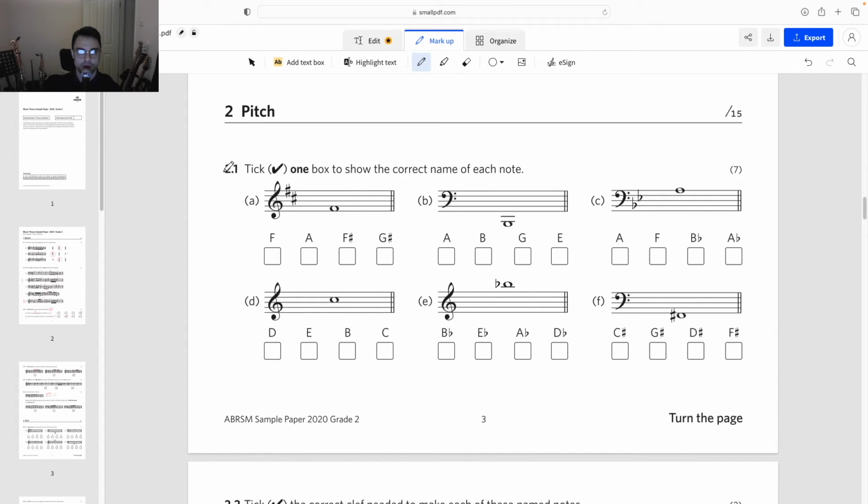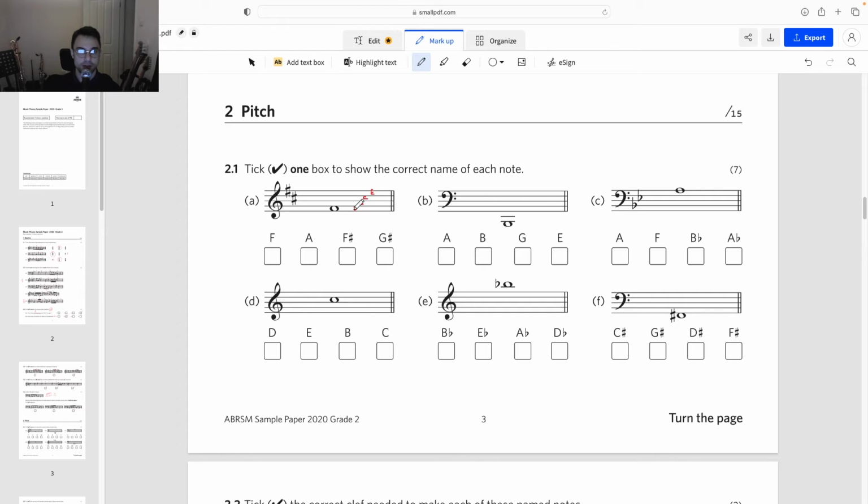Section 2. Pitch. 2.1. Tick 1 box to show the correct name of each note. All right, question A. We are in the treble clef, and we have a key signature here, a D major key signature, F sharp and C sharp. And where is this note? Well, this is in the F space, right? Remember, face in the space, F, A, C, E.